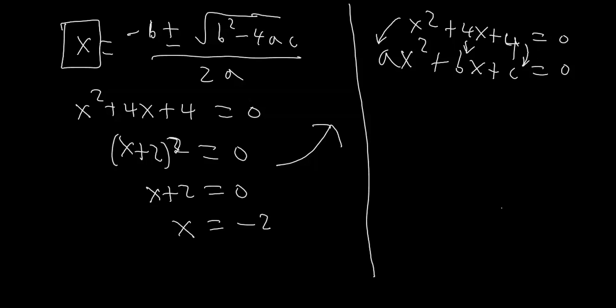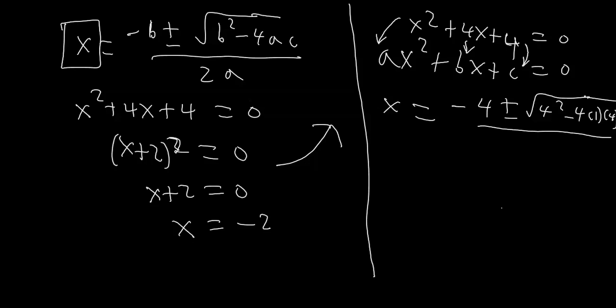So let's do that right now. x is equal to negative 4 plus or minus the square root of b squared, so 4 squared, minus 4ac, 4 times 1 times 4, over 2a, which is just 2 times 1, since a is just 1.